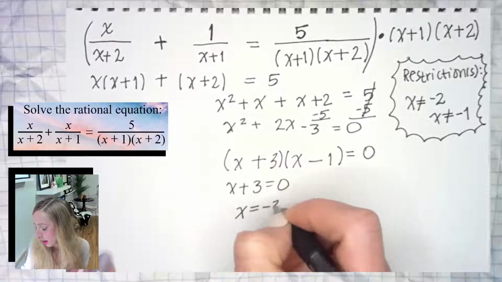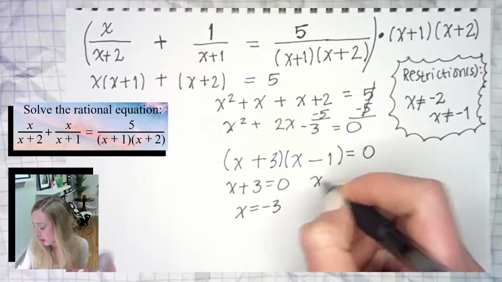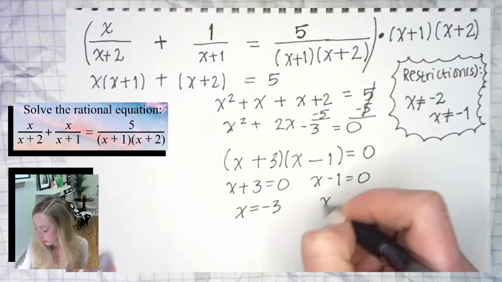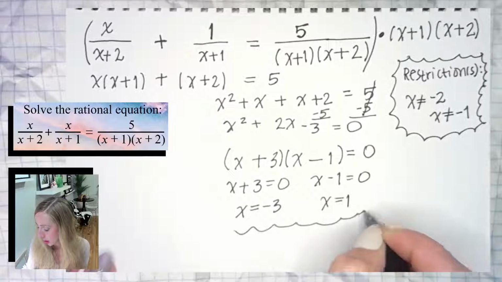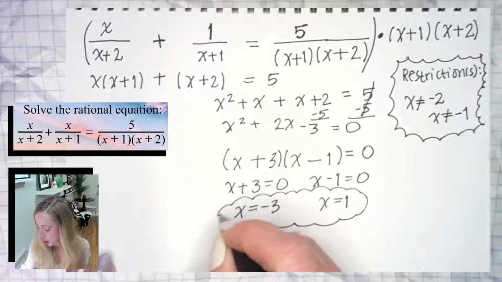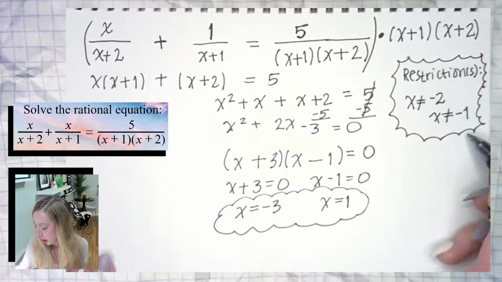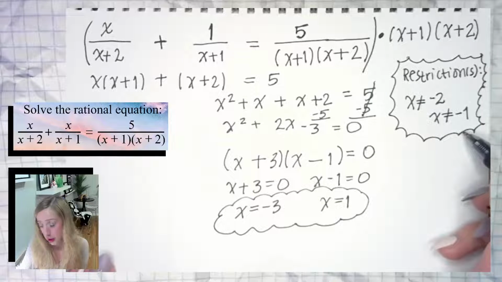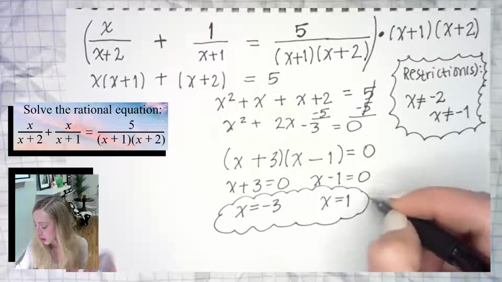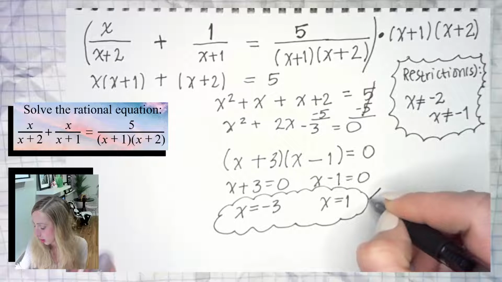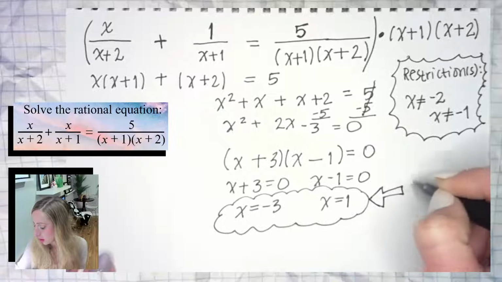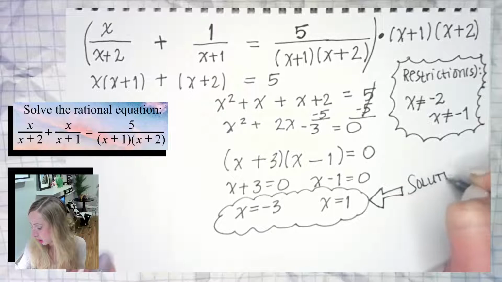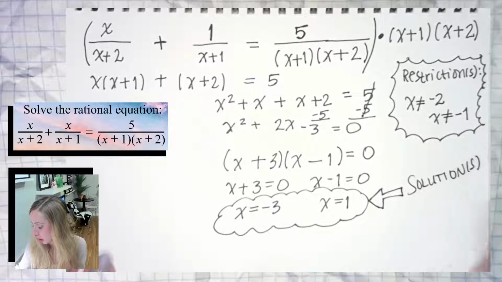We get solutions of -3 and 1. Now, while these are solutions, we should double check. Are any of these numbers on the naughty list? They are not. So these work, and we have no extraneous solutions. Those are our 2 solutions.